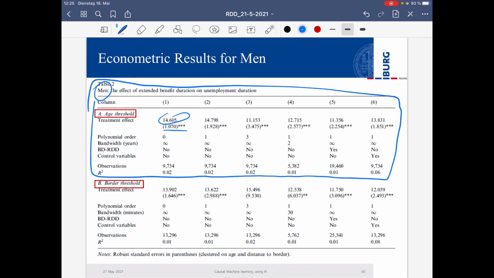And this is the table for men. If you control for some variables, then still the causal effect is there: 14 weeks, also highly significant. And so you can see the RDD identifies a causal effect of unemployment benefit prolongation on unemployment duration. By the way, these are robust standard errors in parentheses, clustered on age and distance to the border. So that's what we are familiar with.